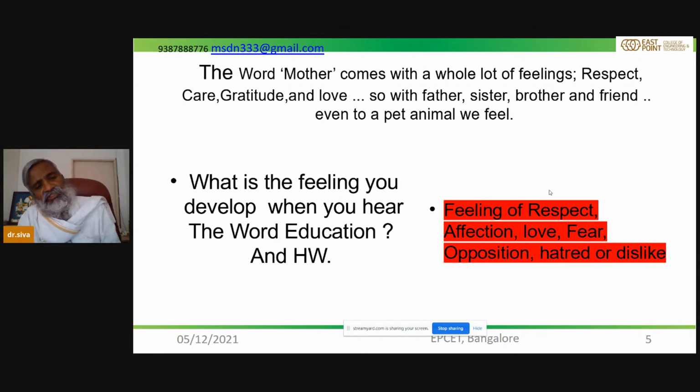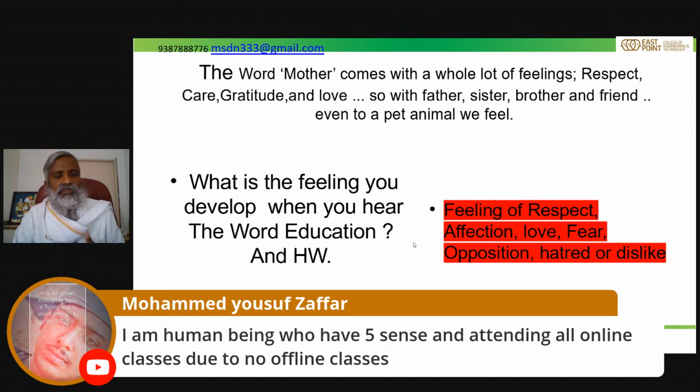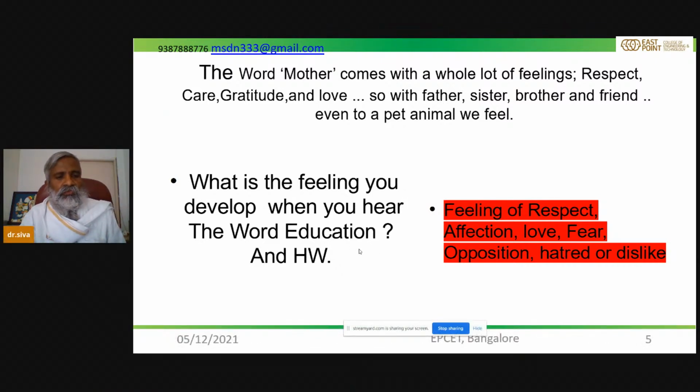Students, let us explore the feeling you develop in you when you hear the word education. And when you hear homework, education, the college, internal assessment, examination, what is the feeling you develop when we hear the word test, exam, education, homework, and all the things? Is it the feeling of respect, affection, love, fear, opposition, hatred, dislike? I want you to go through this. There are n number of feelings. I'm giving you some examples here. You can add on yourself.